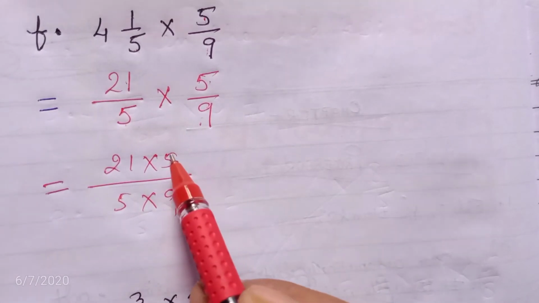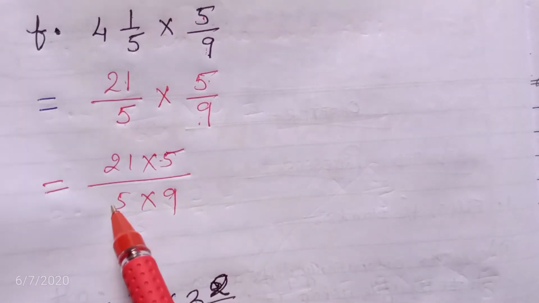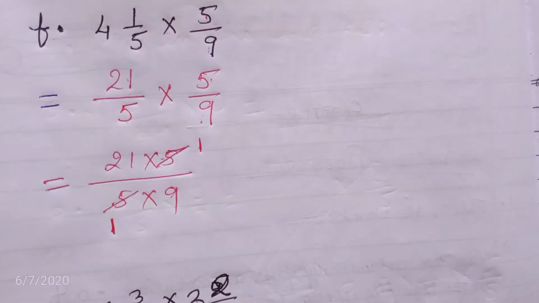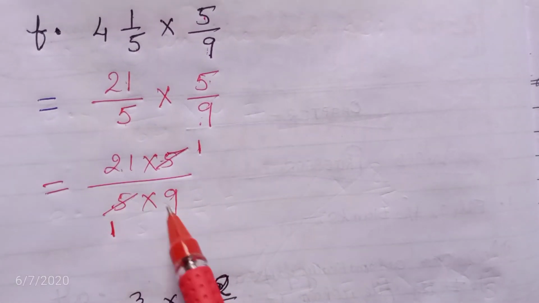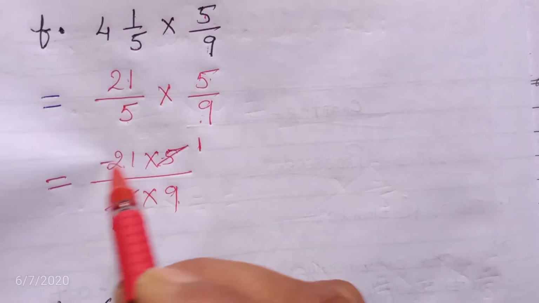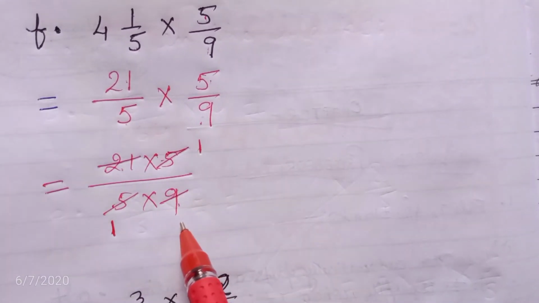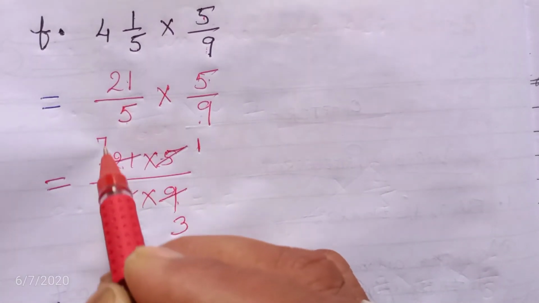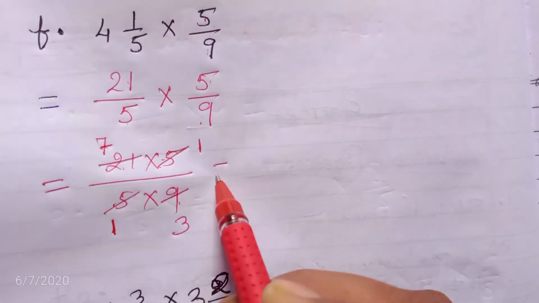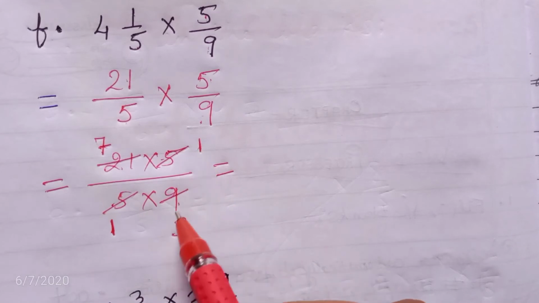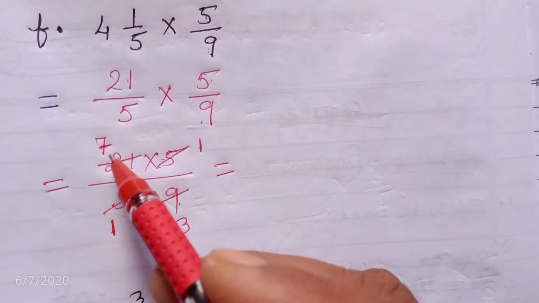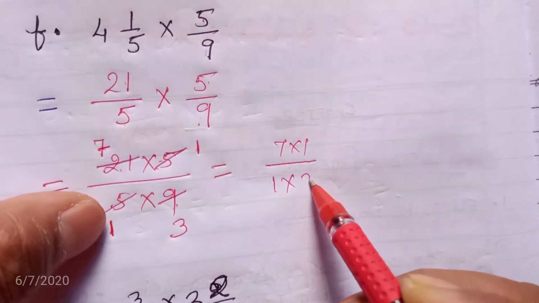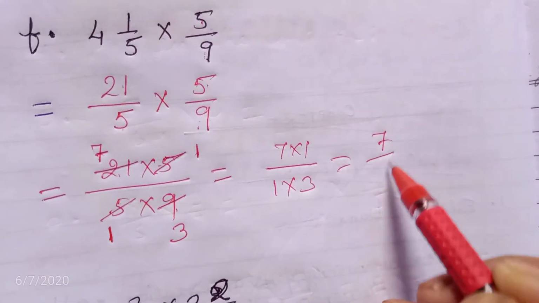Now first cancel the common factor. See, 5 and 5 will be cancelled. 5 ones are 5, 5 ones are 5. And 21 and 9 have a common factor 3, so divide by 3. 3 threes are 9 and 3 sevens are 21. Now there is no common factor of numerator and denominator. So multiply it: 7 into 1 divided by 1 into 3 equals 7 by 3.